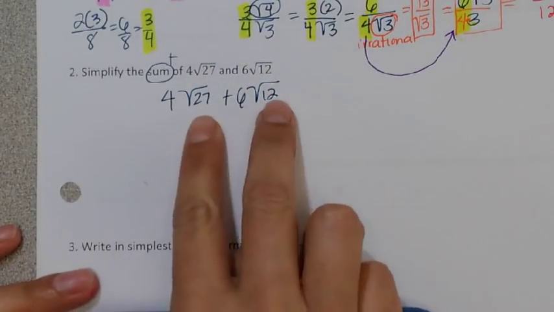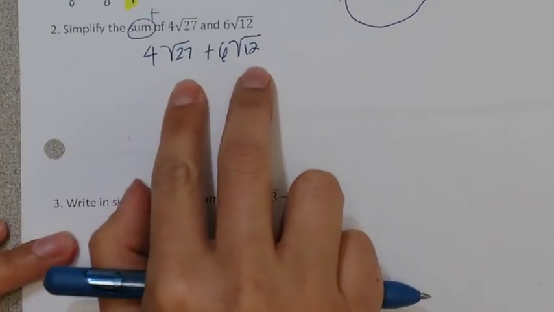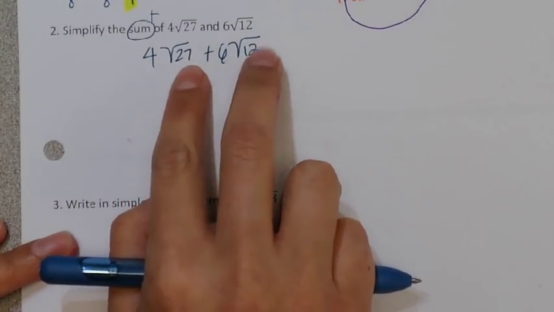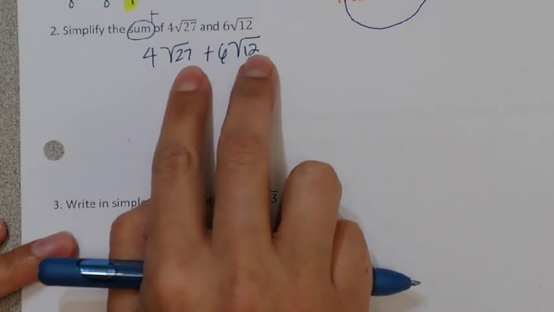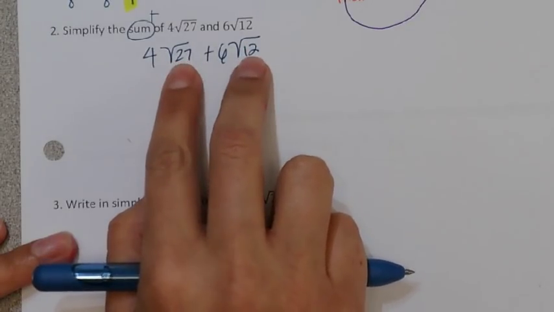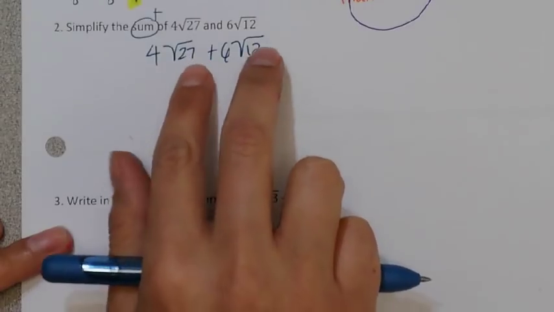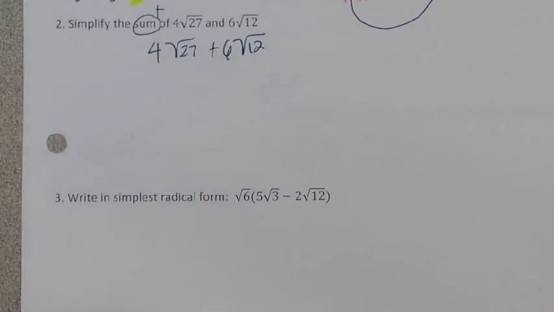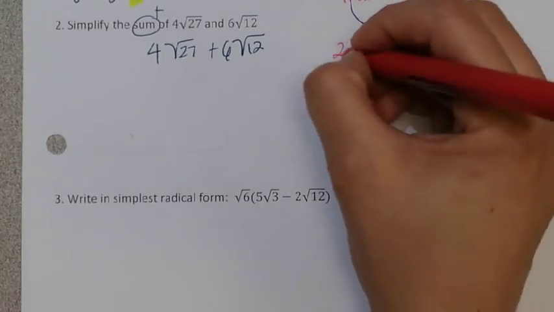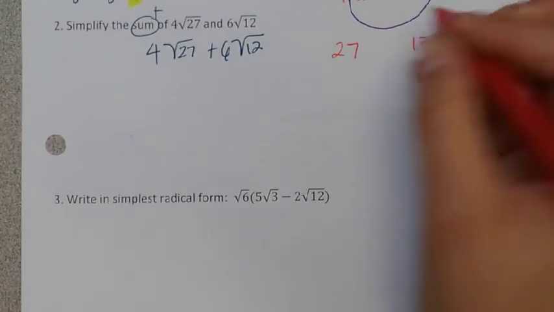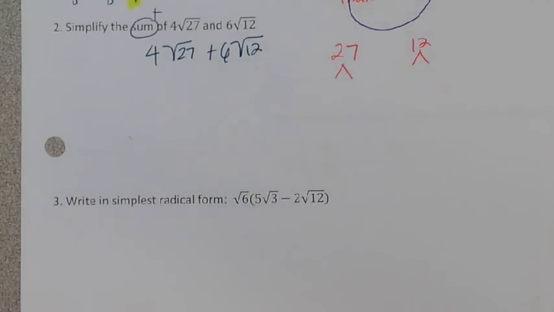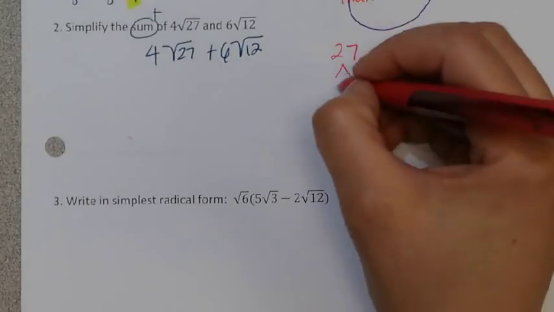In class we said if they have the same root index, in this case both square roots, and the same radicand, well, they don't. This is a 27 and this is a 12, right? However, the 27 and the 12 are large enough numbers that maybe there's still a perfect square in there that we haven't taken out. So I will go to the side and factor both 27 and 12 so I can rewrite them and see if there's a perfect square in there that we haven't taken out yet.